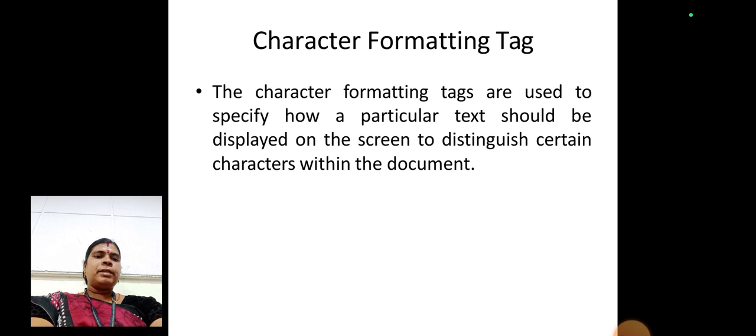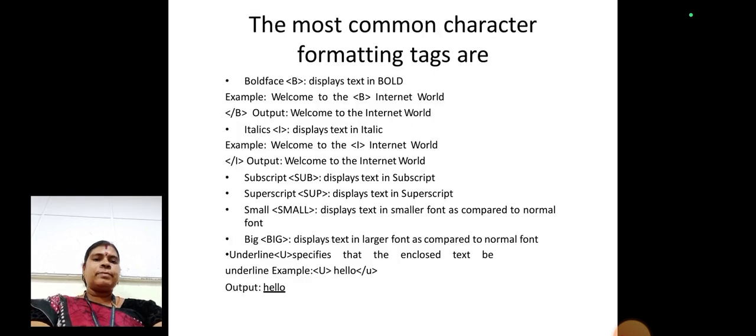The character formatting tags are used to specify how a particular text should be displayed on the screen to distinguish certain characters within the text. The most common character formatting tags are boldface. The B tag displays text in bold.